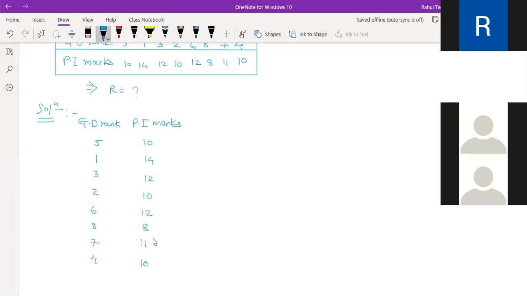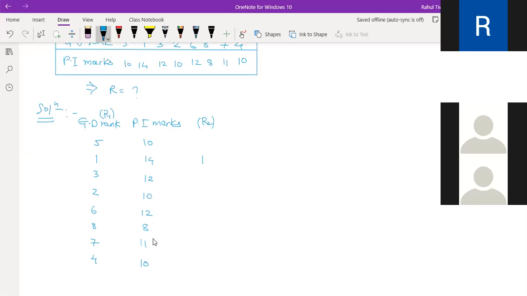You can assume this is R1. Can you compute R2 from here, which is based on the marks? The maximum number is given rank 1. Which is the maximum number here? The maximum is 14, so 14 is given rank 1. Next maximum is 12. Can you see that 12 is repeated twice?